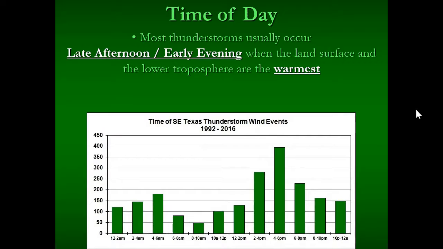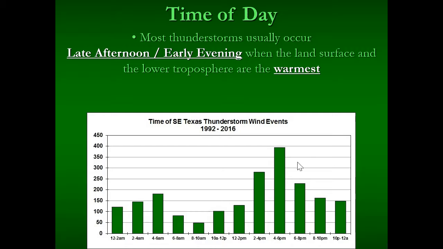When do thunderstorms most occur? Well, late afternoon, early evening. And the reason for this is because this is when the air is warmest and it has the most water vapor in it. You've been evaporating water all day long. And by the mid-afternoon, when the temperature is the warmest, this is when the air can hold the most moisture. And so this is typically when you're going to see the most thunderstorm activity.